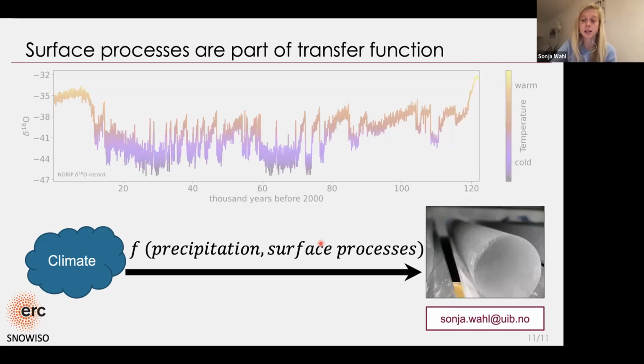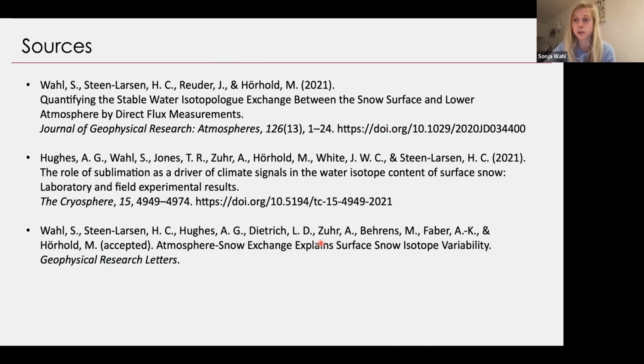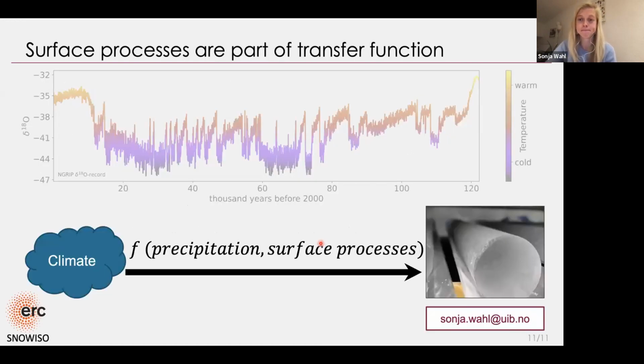Okay, and here are just these 3 papers that I just presented. So yeah, in case you want to read them up. Okay, that's from my side.